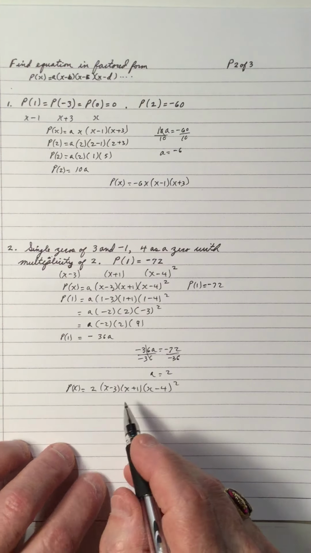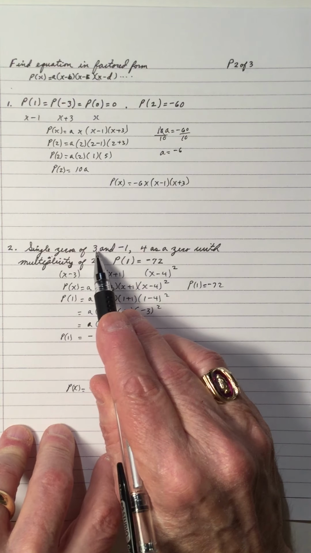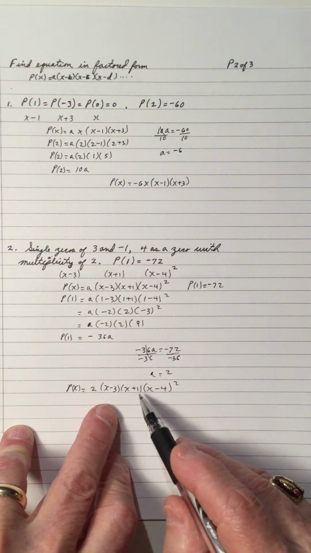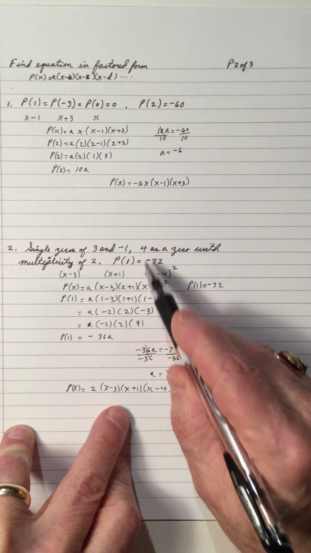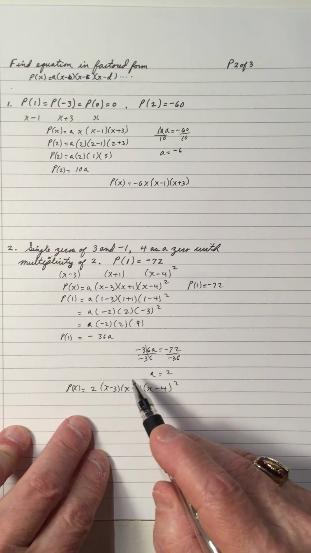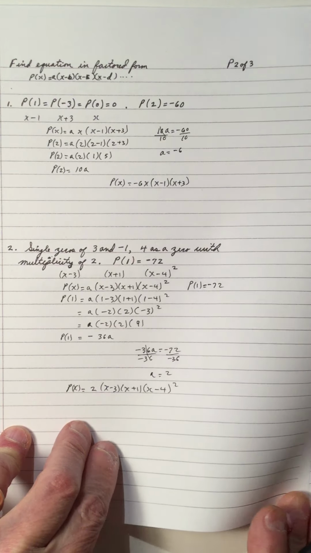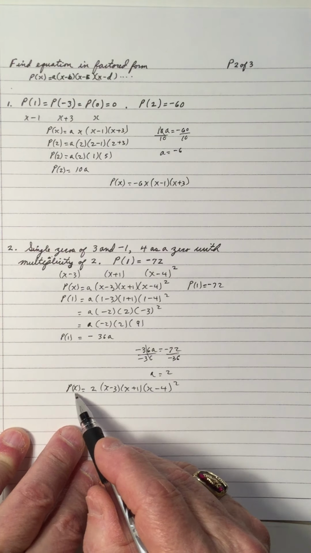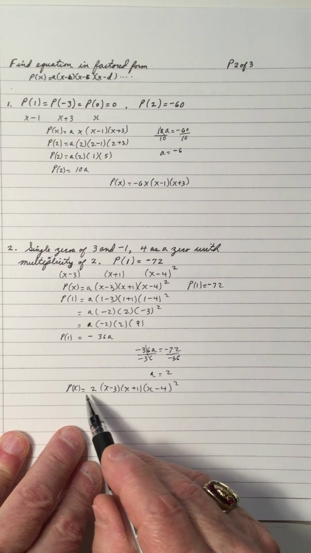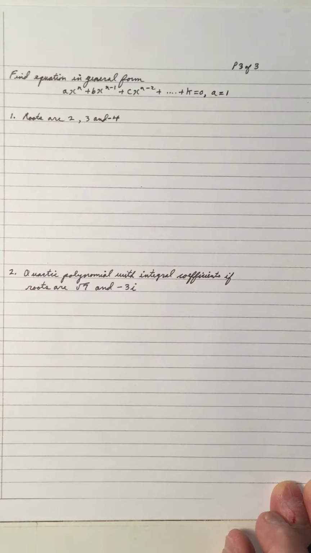So that's the polynomial which has roots of 3, so the factor is x minus 3, roots of negative 1, x plus 1, and 4 is x minus 4 with a multiplicity of 2. And a is 2. So there's the polynomial equation. If you put 1 in place of x here, here, and here, and simplify this expression, you should get negative 72.